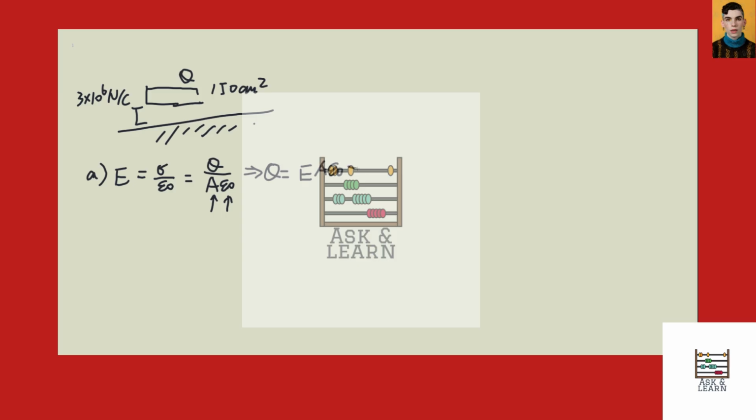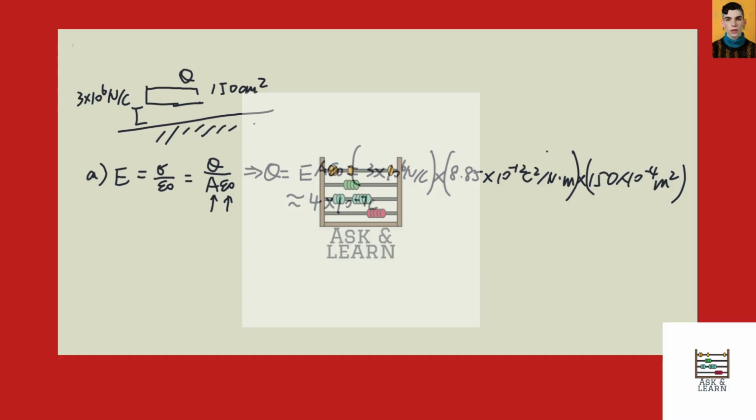So E is 3 times 10 to the 6 Newton per coulomb. Epsilon naught is 8.85 times 10 to the negative 12. Finally, we have the area of the shoe, but we have to put it in SI units. Putting this together, we get 4 times 10 to the negative 7 coulomb. So that is the maximum amount of charge that you can get rubbing the floor.